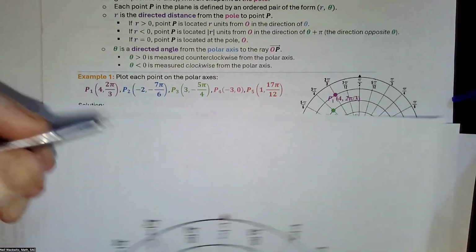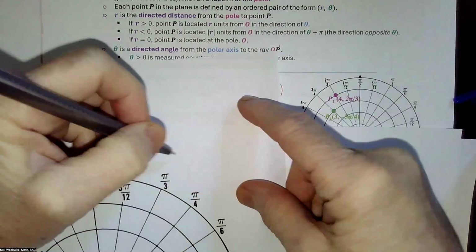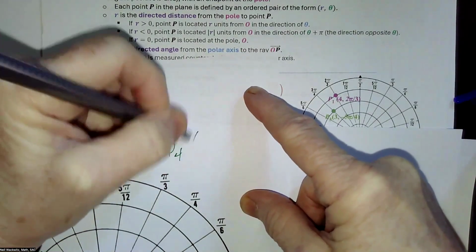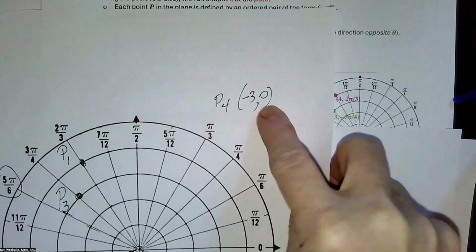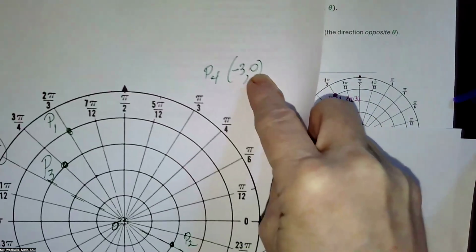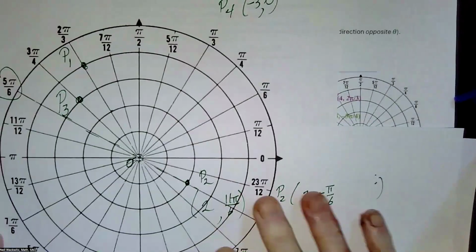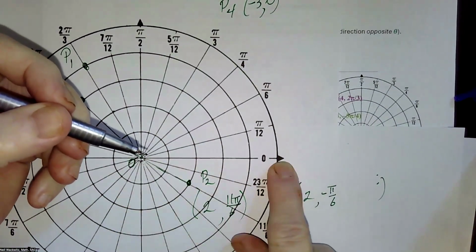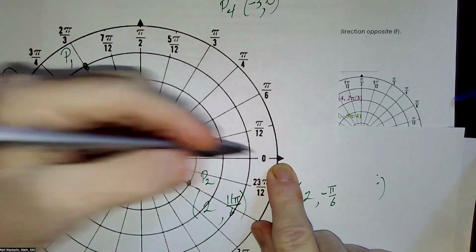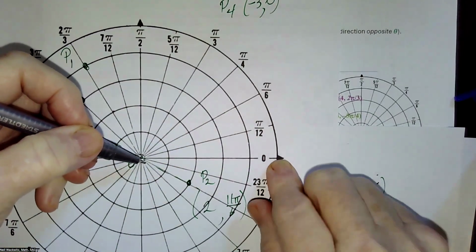P4 is -3, 0. That means that the angle is 0. Well, we start at the polar axis, and we're not going to go up or down. We're just going to stay here.